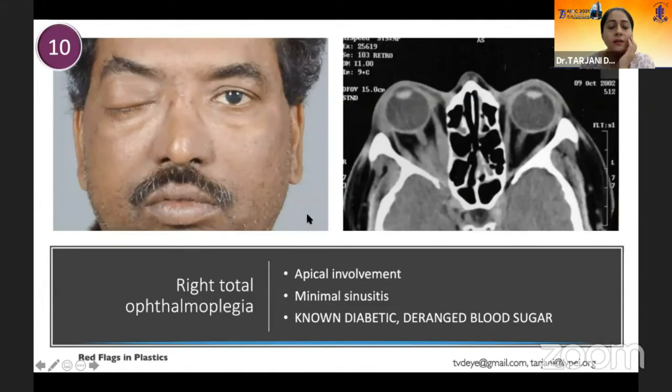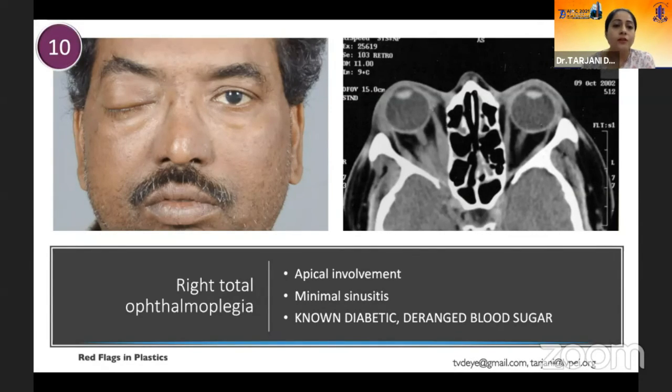The last case here, this is pre-COVID era. If you look at the scans, they're from 2002, a patient who presents with total ophthalmoplegia, very minimal sinusitis, and this apical involvement, in a known diabetic patient with deranged blood sugars. In his case, to establish the diagnosis, we had to go in endonasal endoscopic and remove a bit of tissue from the orbital apex and subject it to microbiology and histopathology, both of which suggested fungal sinusitis. The reason I put this picture up is that when you have apical involvement and you do not see sinusitis, do not start the patient right on steroids.